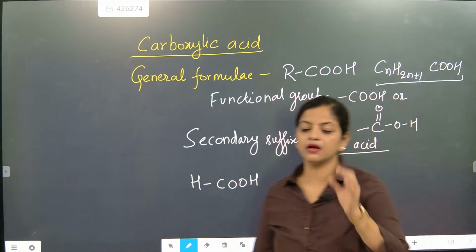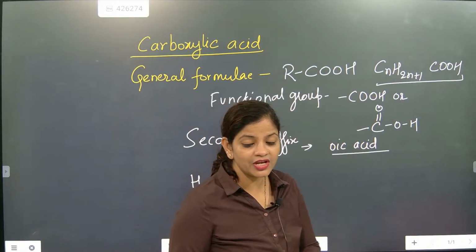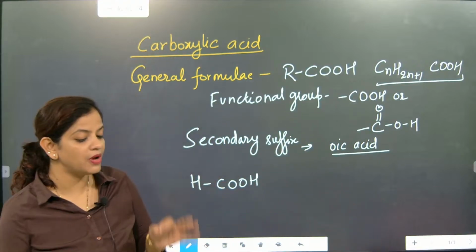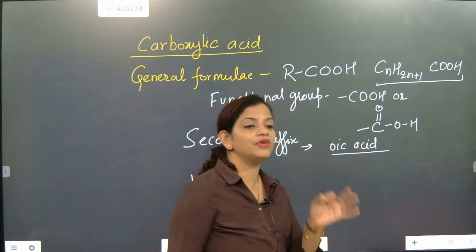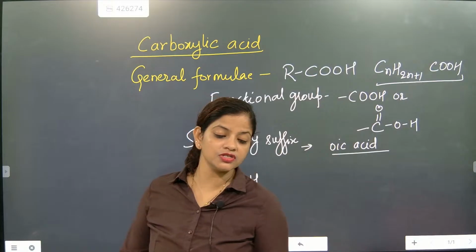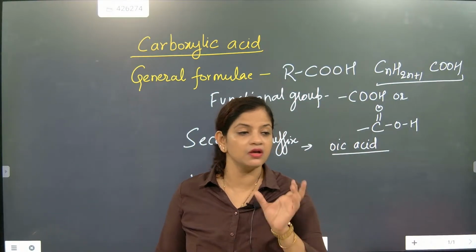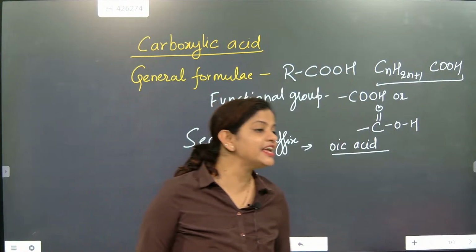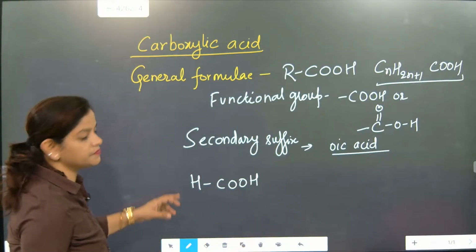Like oic, every functional group has its specific naming. In that naming system, the International Union of Pure and Applied Chemistry has given a naming system. Carboxylic acid, this functional group, has a specific name. Because it behaves like an acid, we add acid.